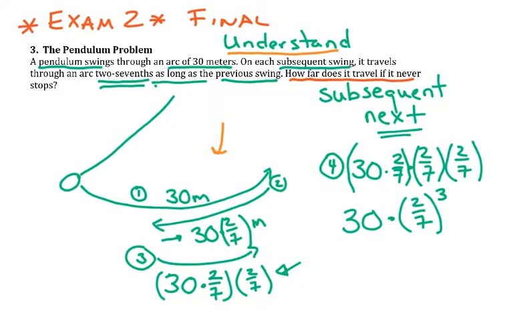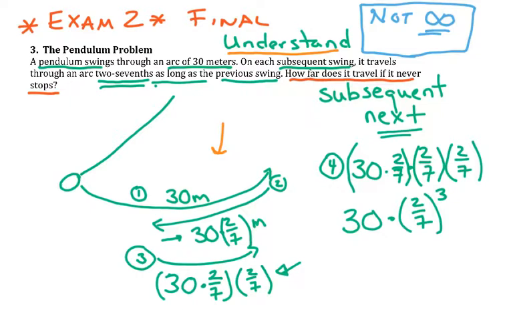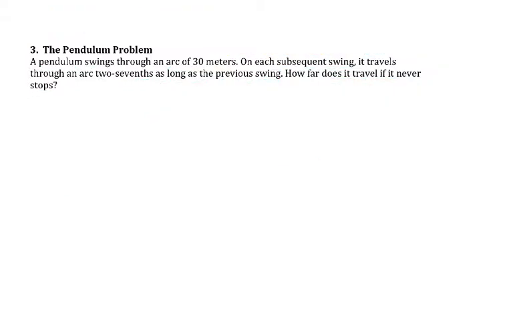How far does it travel if it never stops? Well, I'm going to tell you something right now. Not infinity. It does not travel an infinite distance, which seems like a contradiction because it never stops and yet it doesn't go to infinity. So let's see what's going on. We're going to try to make a formula. So what we have from before, we'll call this D for distance. It first goes 30 meters.